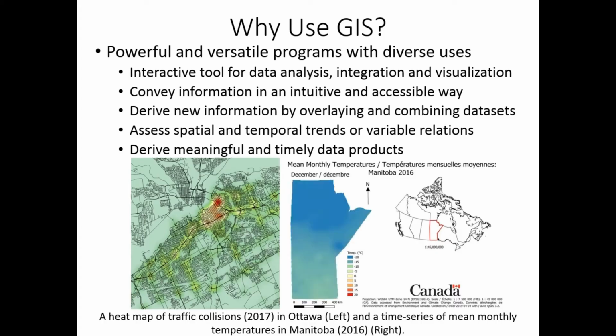So the figure shows two visualizations I created in GIS. On the right is a heat map of traffic collision frequency in Ottawa for 2017, and on the left shows a time series of mean monthly temperatures across Manitoba in 2016. Both demonstrate the power of visualizing spatial data to convey information and were produced using a few simple steps.